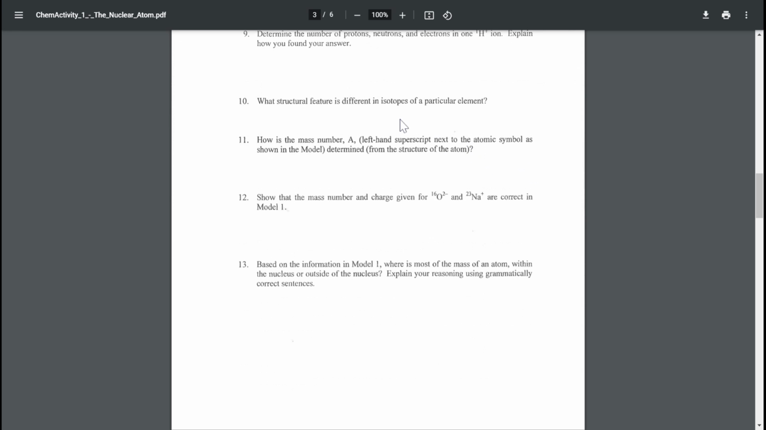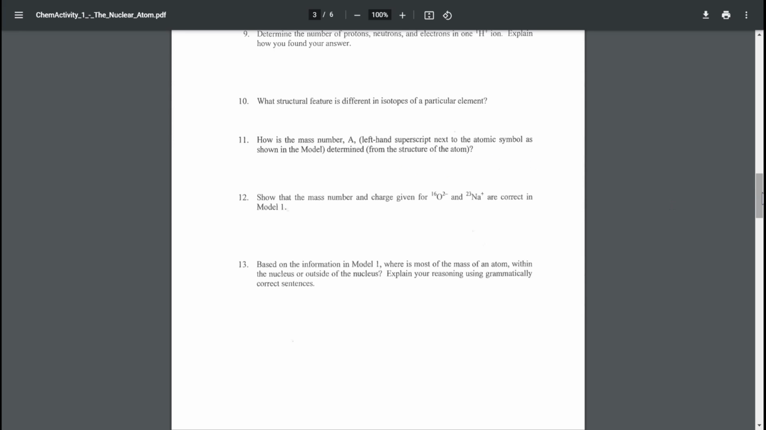And so the feature of isotopes is the amount of neutrons. Those are the ones you can change. They still have the same amount of protons. That's what makes them that specific element. But the amount of neutrons can vary. And that leaves the mass number A, which then tells you the amount of protons and neutrons together.